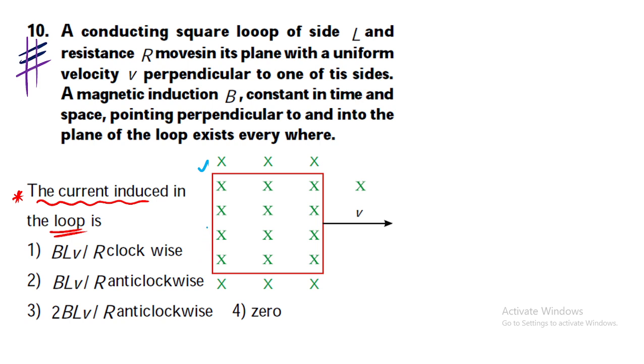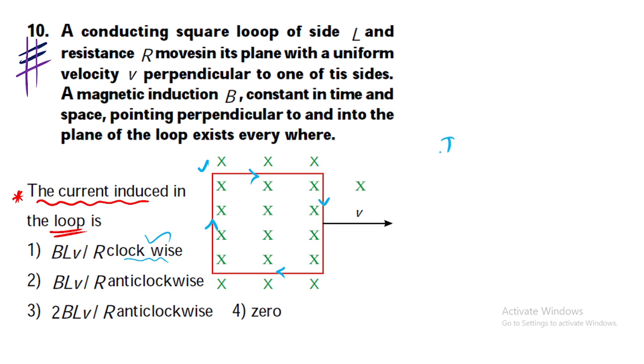Up. It means the current will flow like this, right? Clockwise or anti-clockwise? Clockwise. So see the options here. The options were already there, and here one option is clockwise.